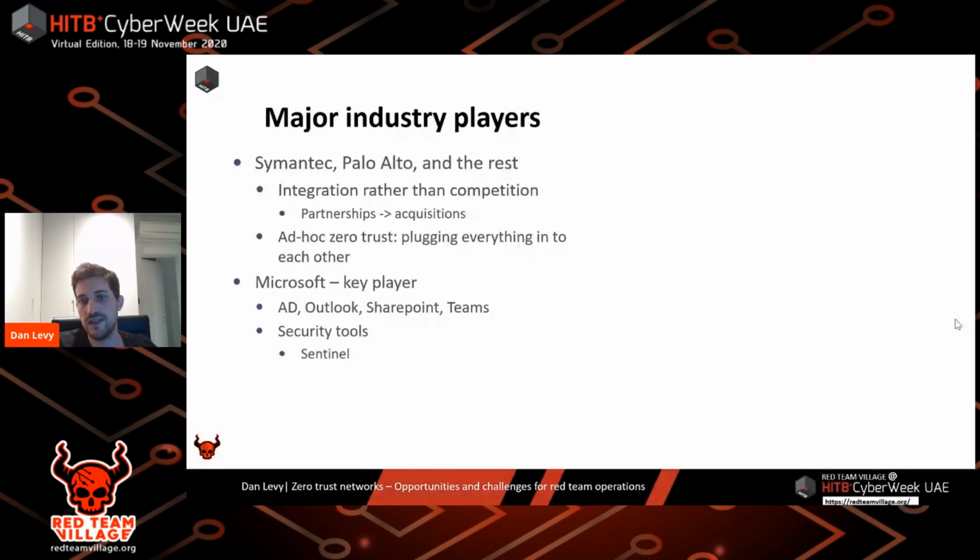In general, what we're seeing is that the big players like Microsoft and like Symantec, Checkpoint, and the rest are focusing more on acquiring some small startups that have some very disruptive technology. And they're looking more to partner with them at the beginning. And if they see that there's potential for growth and for integration, then they'll acquire the startup.